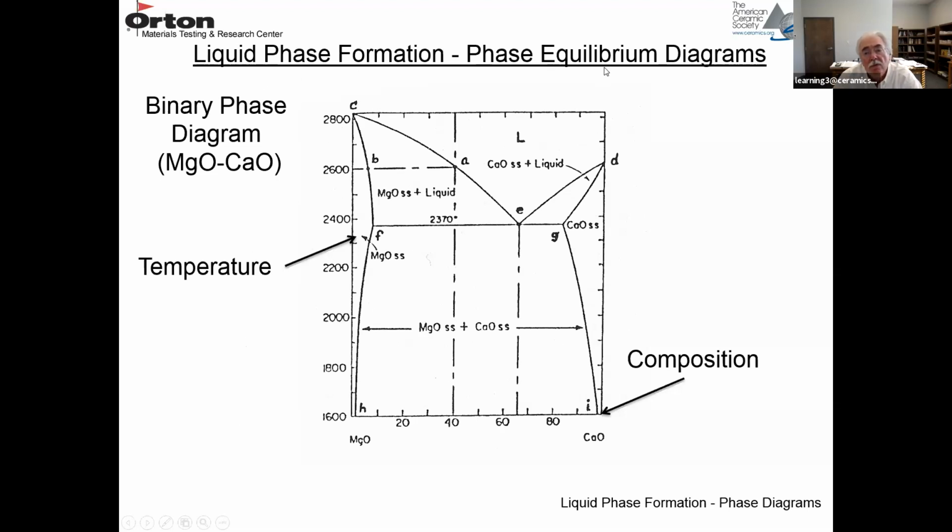We also mentioned phase diagrams at the beginning of this section. These are equilibrium diagrams that tell you the chemical reactions that are going to take place. We'll go over what a simple binary phase diagram looks like. This is for dolomite, which is MgO-CaO. What we have plotted is the temperature versus the composition.